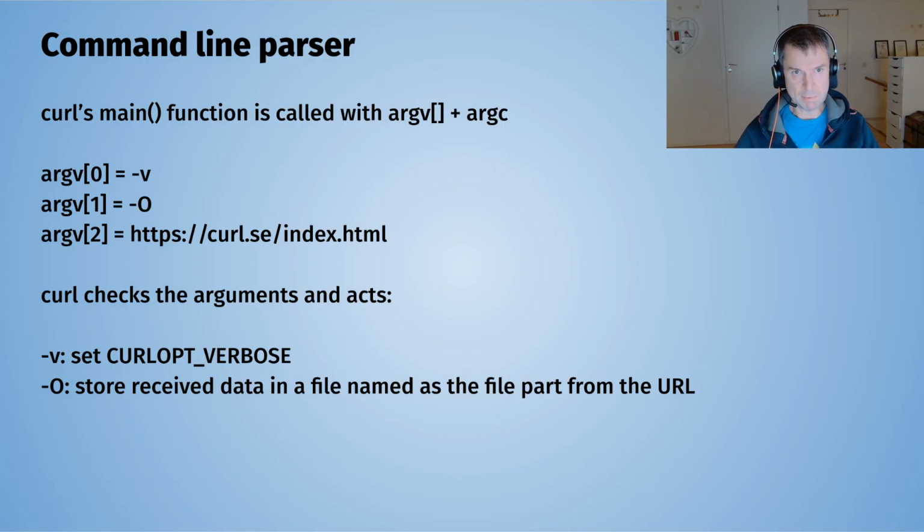And as said in the chat here, it actually got the indexes wrong because argv[0] is actually the tool itself. So it should actually be 1, 2, 3 there. Anyway, I don't think it matters too much. And the URL then of course sets the libcurl option CURLOPT_URL.